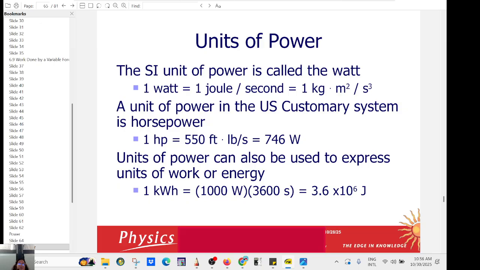So 1 watt is 1 joule per second. 1 joule, it's energy, so it's force times distance. And the force is mass times acceleration. So mass times acceleration times distance divided by the time. So that will be the SI unit. We call that the watt, after James Watt.